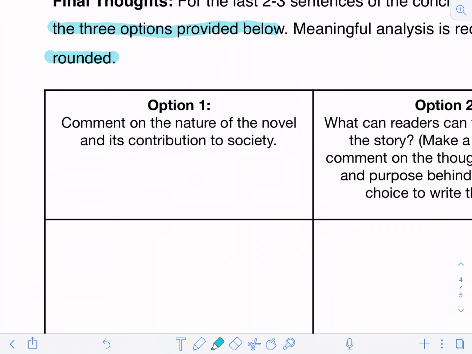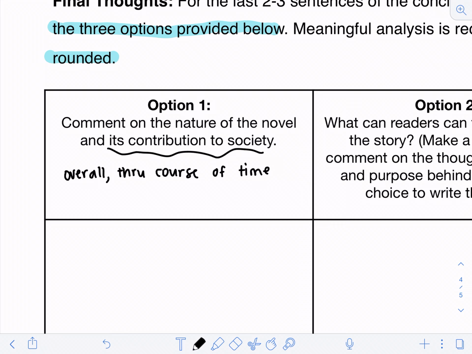Option number 1. Comment on the nature of the novel and its contribution to society. You're thinking about overall, through the course of time, how will this impact society? This literary work.